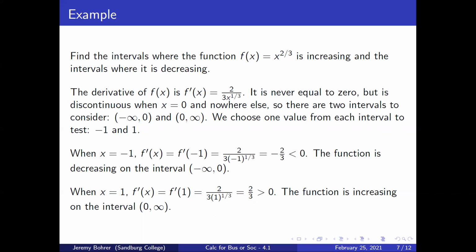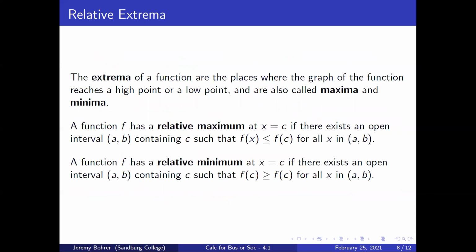When x equals 1, f prime of x equals f prime of 1, which is 2 over 3 times 1 to the 1/3, or 2/3, which is greater than 0. The function is increasing on the interval from 0 to infinity.